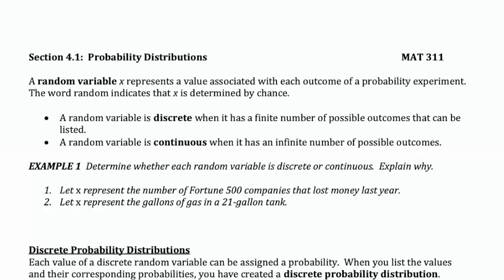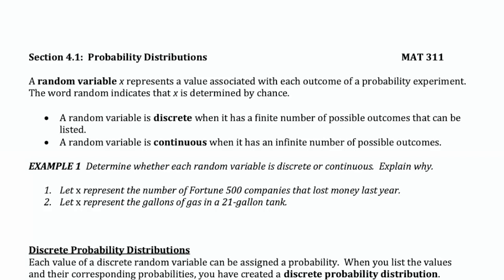Now that we've finished up some basics on probability, we're going to start to look at probability distributions. First, a definition. A random variable x represents a value associated with each outcome of a probability experiment. The word random indicates that x is determined by chance.